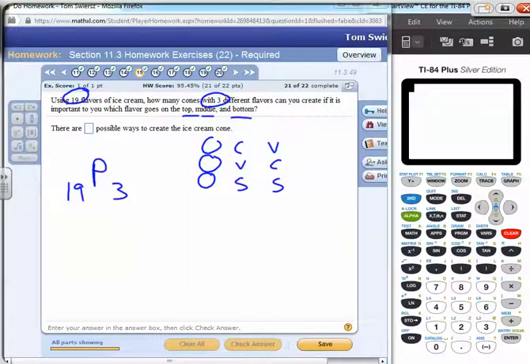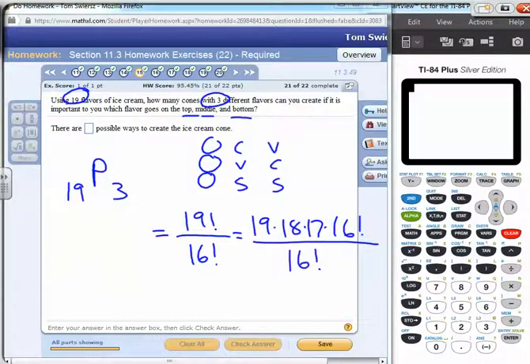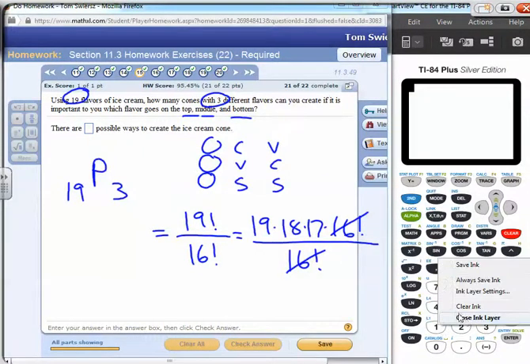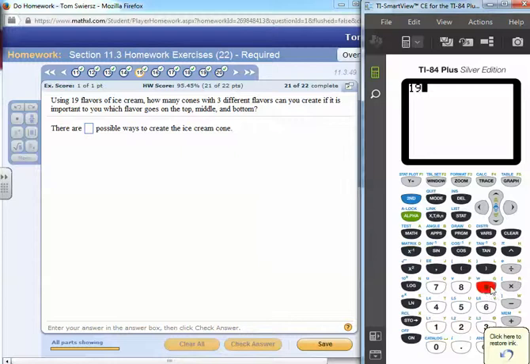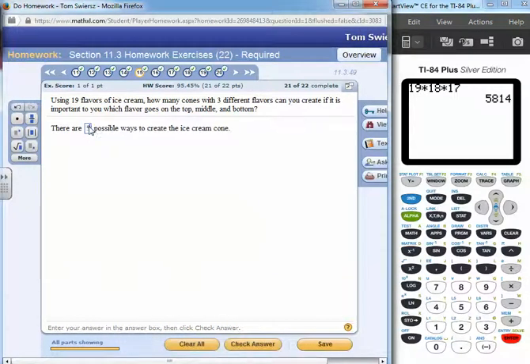So 19P3, using the formula, it's 19 factorial divided by 19 minus 3, which is 16 factorial. So it'll be 19 times 18 times 17 times 16 factorial. 16 factorials will cancel, so your answer is 19 times 18 times 17. Again, you could have used a permutation key on your calculator, got the correct answer. We can do it either way. So I'll just do 19 times 18 times 17, which is what we got doing it by hand, and that would give us 5,814. All right, very good.